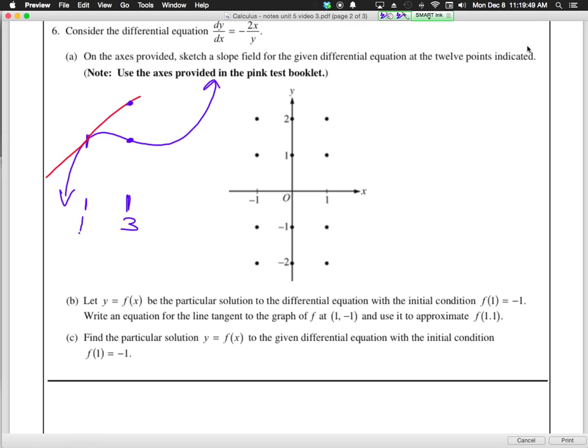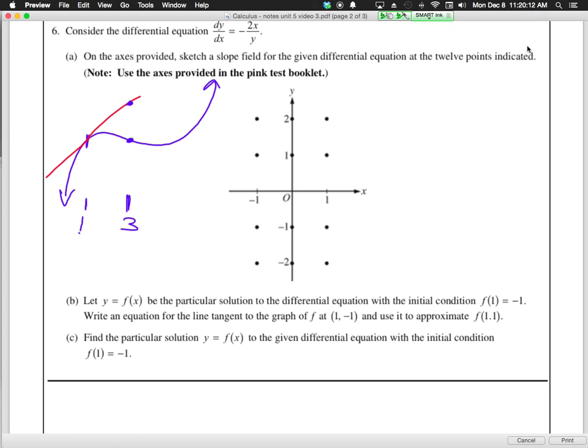Now, what can you tell me if I use this tangent line that's in red? If I use that tangent line, how are my approximations related to the actual values? Are they bigger or smaller? They are bigger. Why are they bigger? Because what's on top? The tangent line is on top.